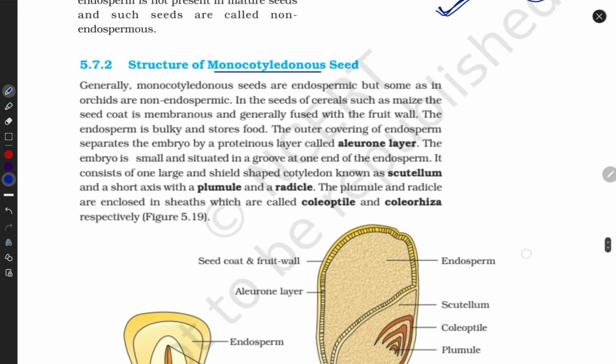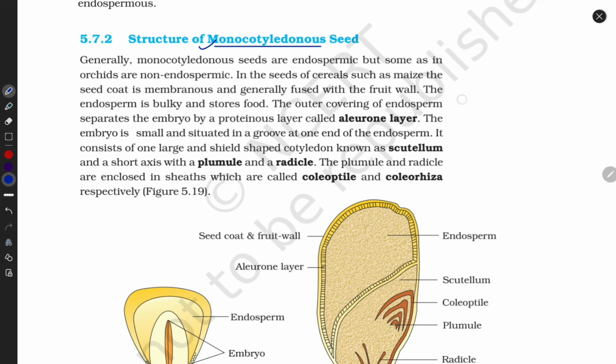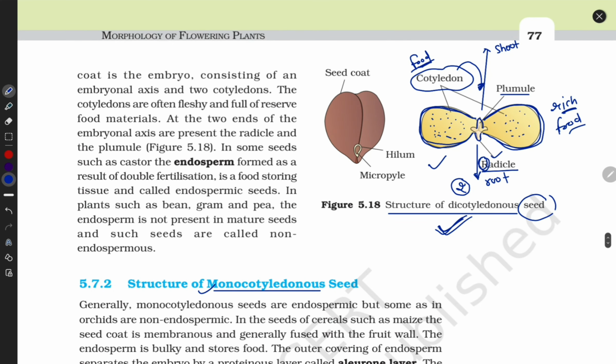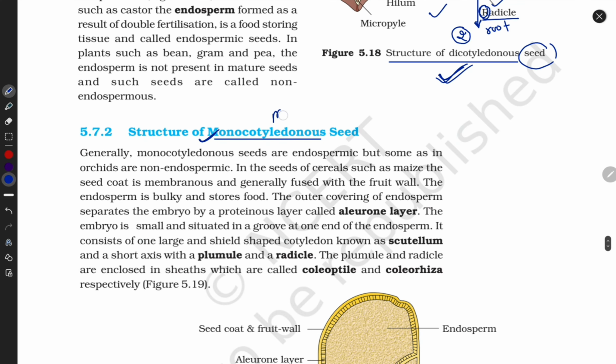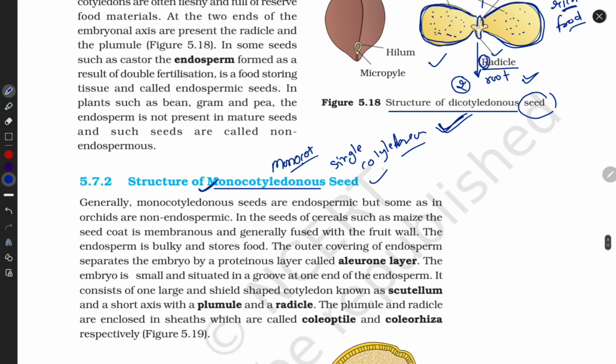Now guys, what is the monocot seed rule? Simple. Dicot seeds have two cotyledons, and monocot plants, what do they have? They have only a single cotyledon. That's it. Okay guys, that's it. If seeds contain a single cotyledon, it means they belong to the monocot family. Example is maize plant.